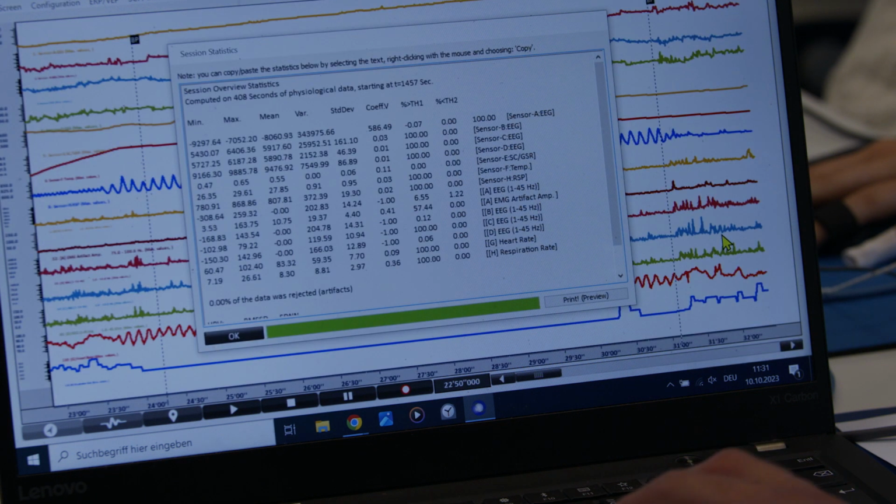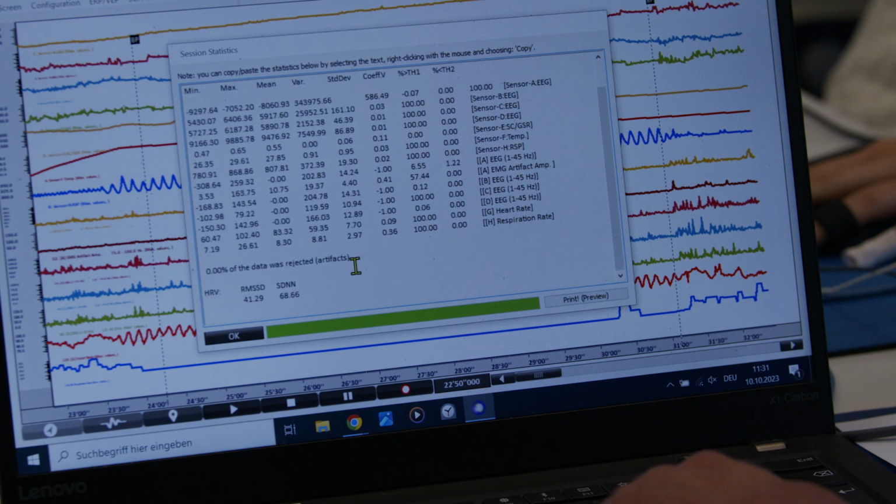So in the baseline measurement, we had a heart rate variability of 25. Now here we have a heart rate variability of 41. So heart rate variability almost doubled during the breathing exercise. And that is indicative of a relaxation response, so increased parasympathetic activity in the autonomic nervous system.